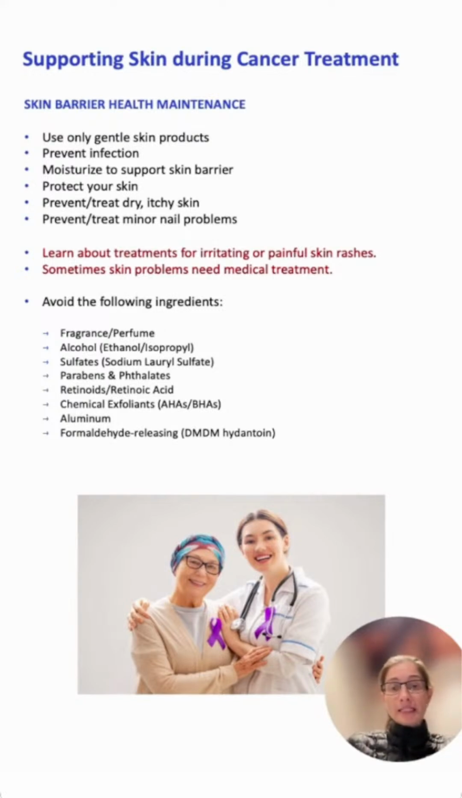Retinoids and retinoic acids, because these are very harsh and drying on a weak skin barrier. Chemical exfoliants like AHAs and BHAs, because again, glycolic or salicylic acids can damage fragile skin. And aluminum, that we talked about in deodorants, especially in areas receiving radiation if you're getting them in your armpits. And finally, formaldehyde-releasing preservatives like DMDM hydantoin, because these cause cancer.